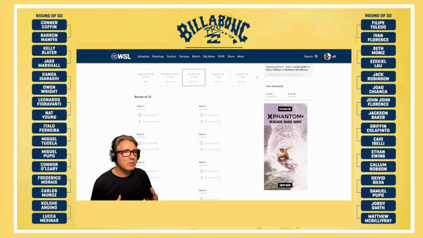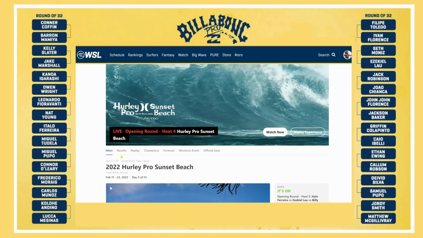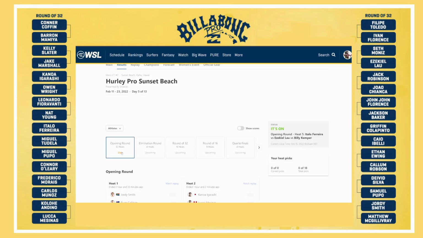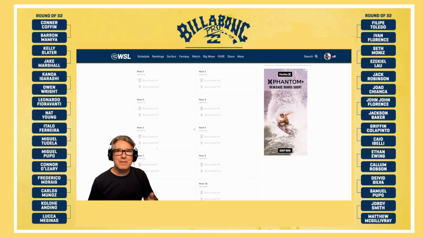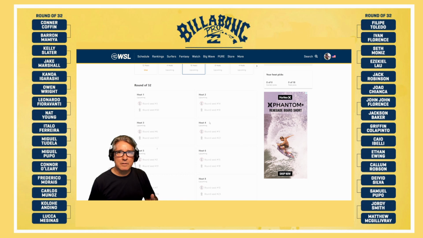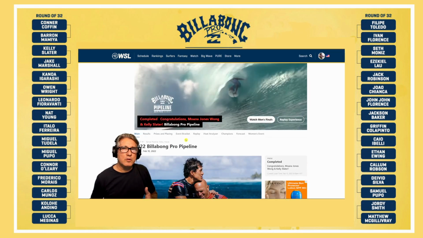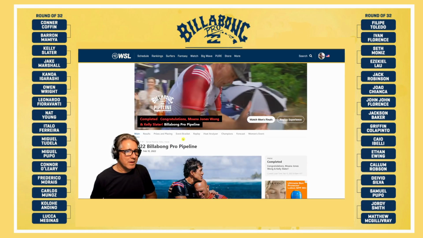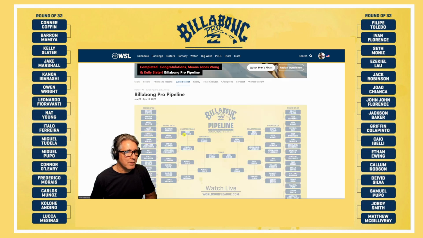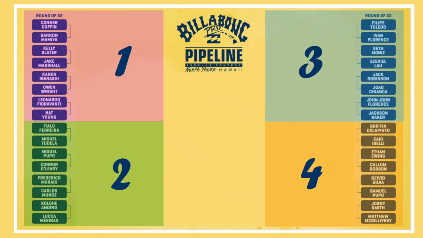By the way, sometimes there's no brackets on the WSL website or they're slow in updating them, but you can get ahead of that by going to the round of 32 and looking at the first 8 heats. That's one side of the draw. The next 8 heats are the other side of the draw, and then you can break it down from there. But if the WSL is on it, you'll see the brackets listed on the event page right here where it says event bracket.